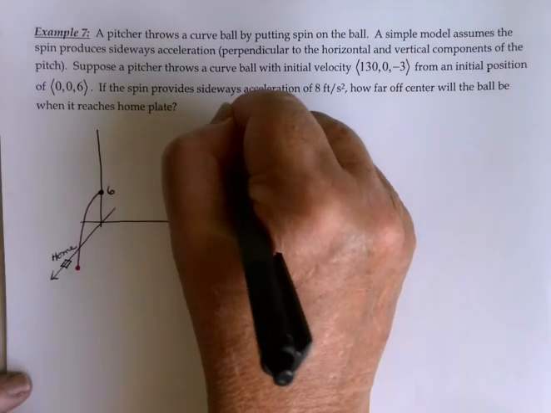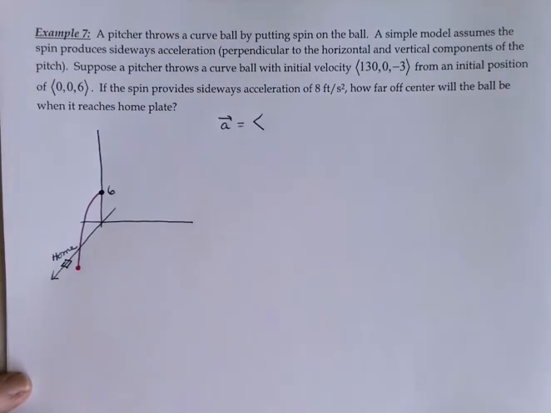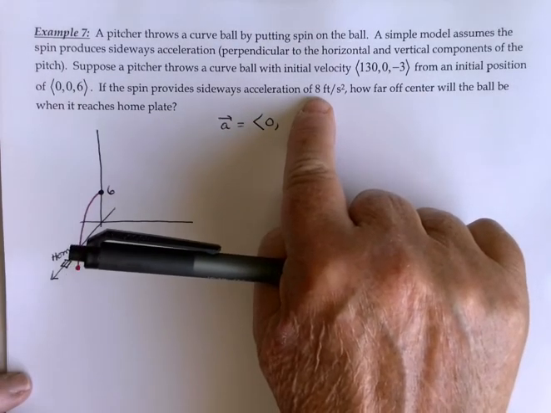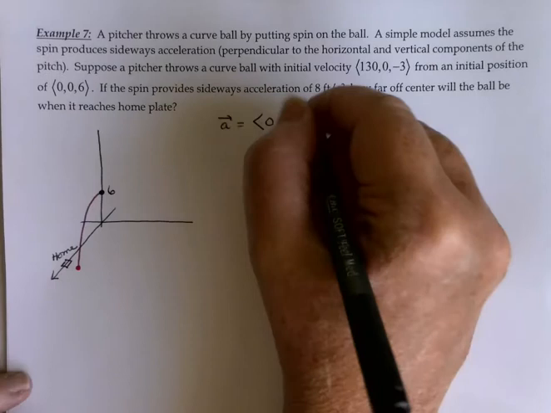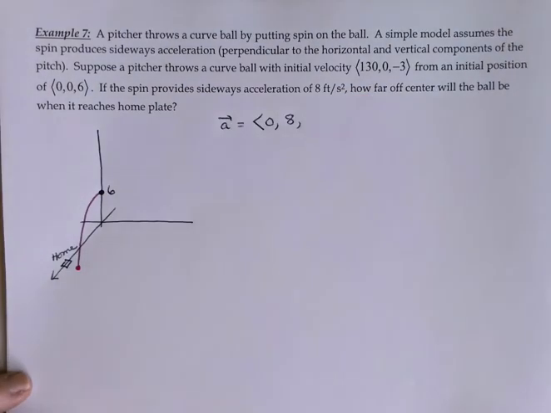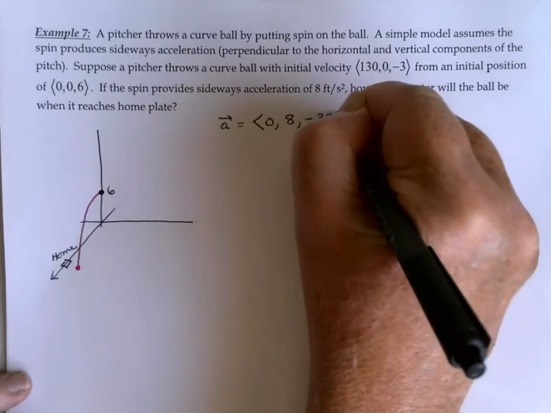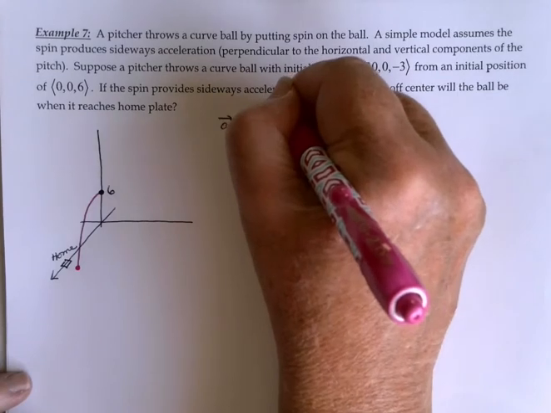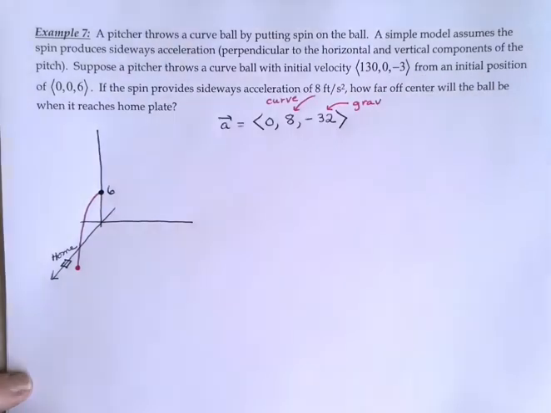All right, so once again, I'm going to start with an acceleration vector. There's no acceleration at all in the x direction. In the y direction, the acceleration is 8 feet per square second, and the way I've got this drawn, it's to the right. So I'll call that a positive 8. And in the z direction, I still have gravity. We are in feet, so we'll call that -32 feet per square second. So again, here's my acceleration due to the curveball. That's the acceleration due to gravity.